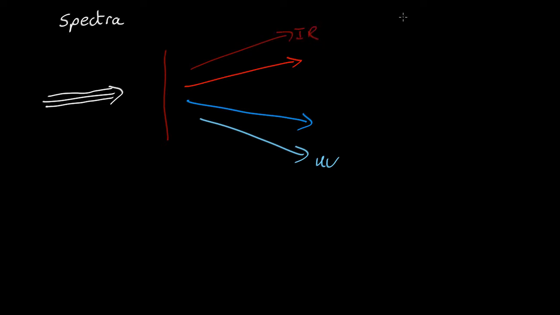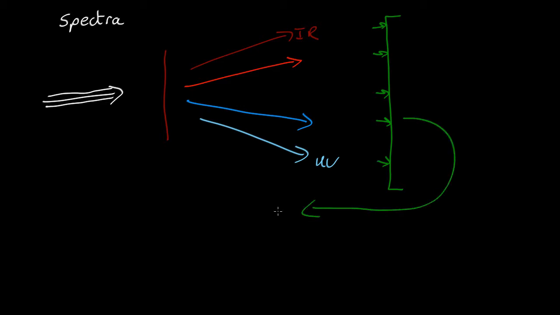And then you have a detector, and you measure how much light falls on each pixel here. You read that out, send it to a computer monitor, and you'll get a spectrum, which is typically a graph showing the wavelength on the x-axis and the energy per unit wavelength on the y-axis.